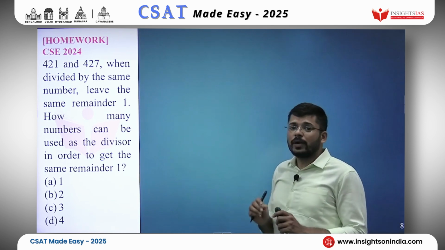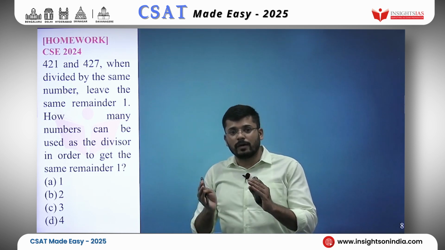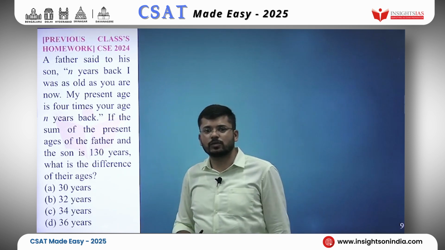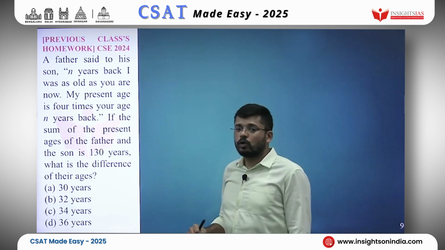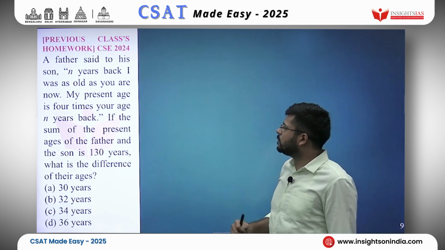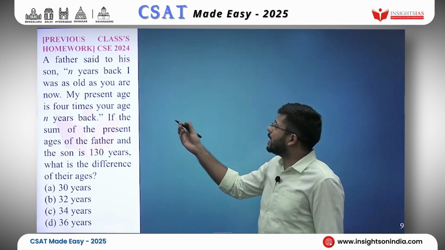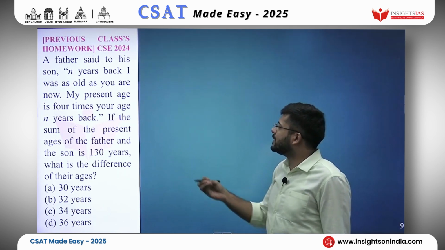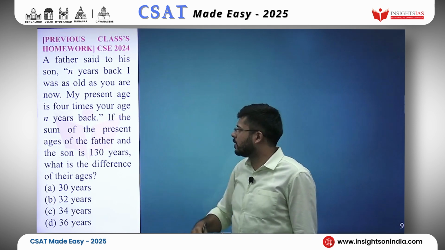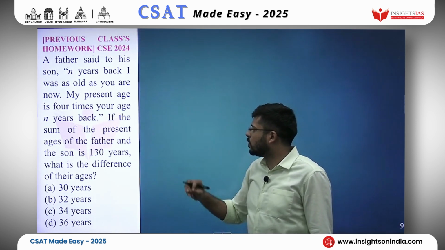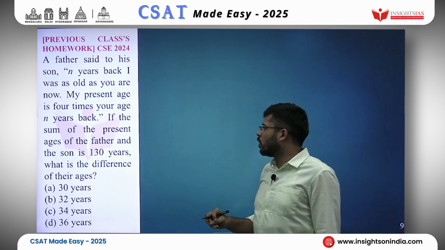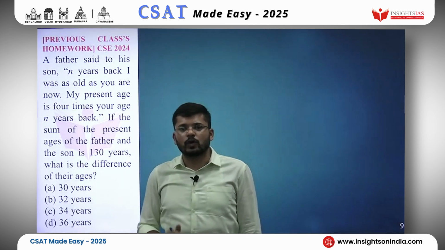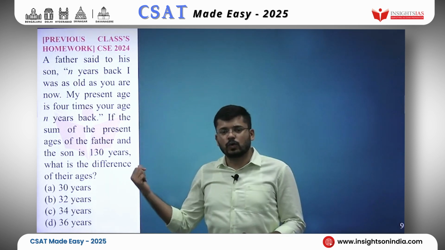Now it is time to answer the previous class's homework question. It was a question on ages. Let's read the question. A father said to his son, N years back, I was as old as you are now. My present age is 4 times your age N years back. If the sum of the present ages of the father and the son is 130 years, what is the difference of their ages? And we learnt 2 concepts in the previous class to solve this question.